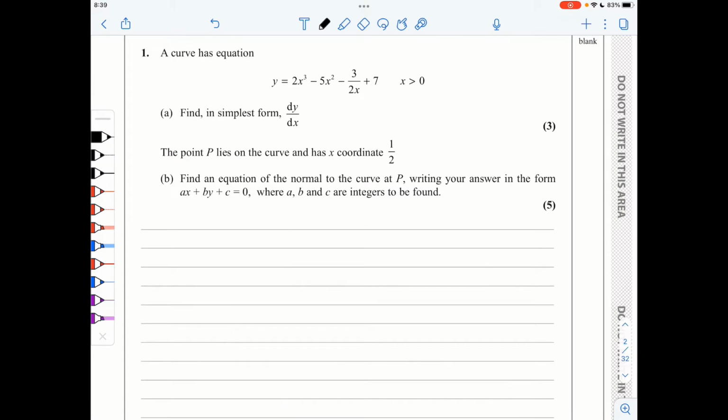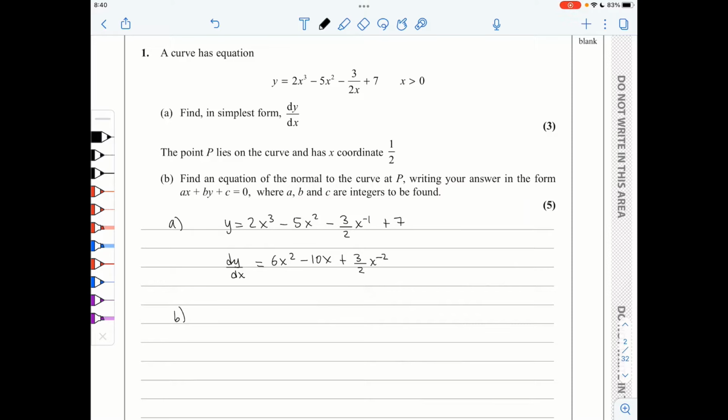Question 1, we've got a curve with this equation here and we need to find, in its simplest form, dy/dx. So I will actually start off by writing y in a form that allows differentiation to take place without any mistakes. So this is minus 3 over 2x to the minus 1 plus 7. Now in differentiation we take the power down and we deduct 1 from the power, so that's going to be 6x squared minus 10x plus 3 over 2x to the minus 2, and that's part A.